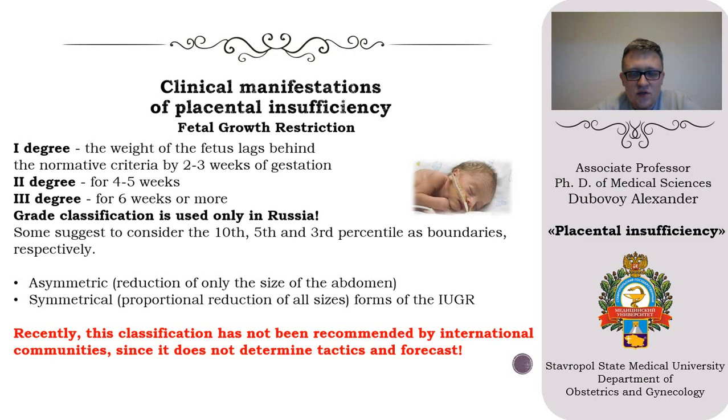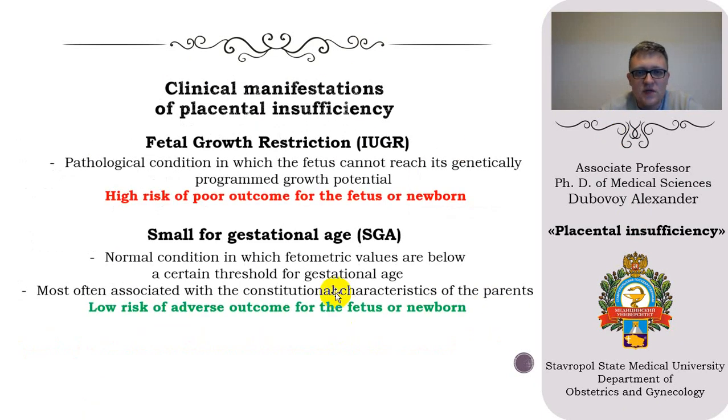Maybe a classification of fetal growth restriction as asymmetric and symmetrical. Asymmetrical: reduction of only the size of the abdomen. Symmetrical FGR: proportional reduction of all sizes of the fetus. Recently, this classification hasn't been recommended by international communities since it doesn't determine tactics and forecast. But in Russia, we use this classification in obstetrical diagnosis.